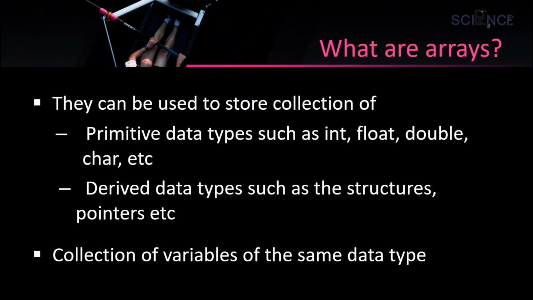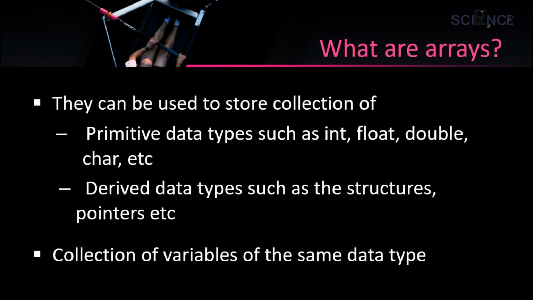Arrays can be used to store a collection of data, right? The type of that data may be primitive or derived. If you don't know what primitive data types and derived data types are, you can see my video about data types. I'll attach the link in the description bar. We know primitive data types are int, float, double, char. Likewise there are several data types in C.